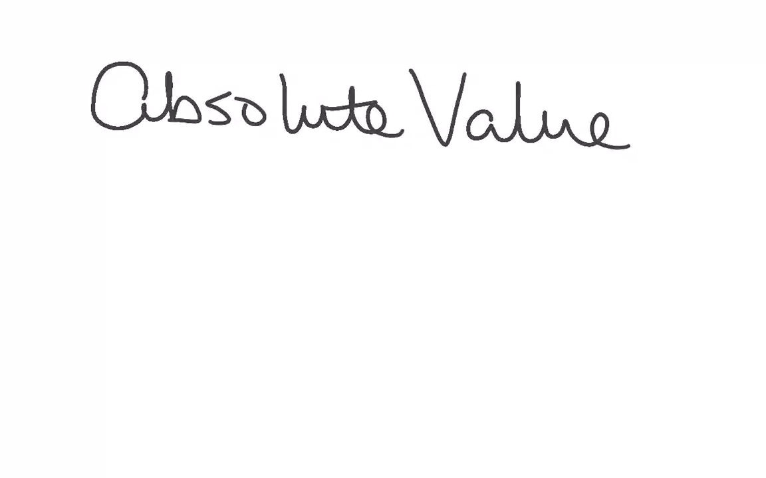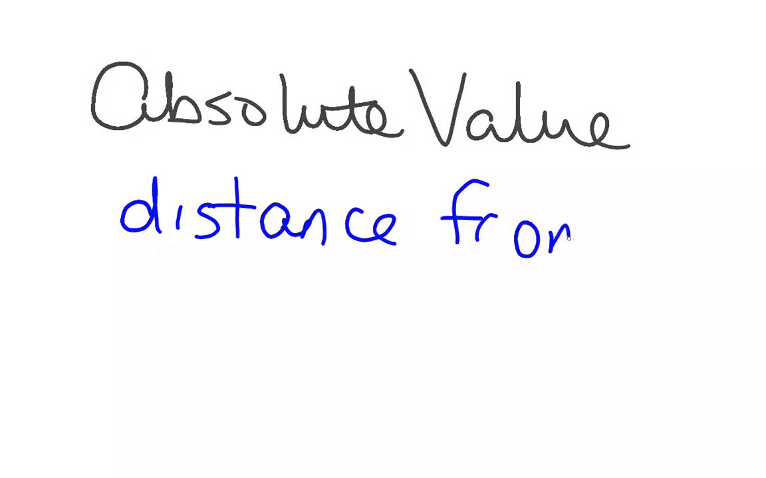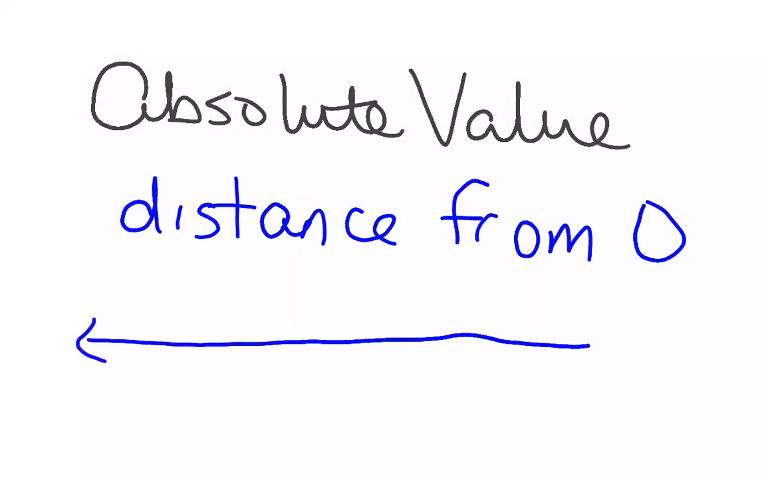Hello, we're going to talk about absolute value and what that means and how we evaluate that when it's in a problem. So, first, we want to talk about the definition of absolute value. Absolute value means the distance from zero. So, we're talking about a number line here. And so, absolute value is distance from zero.